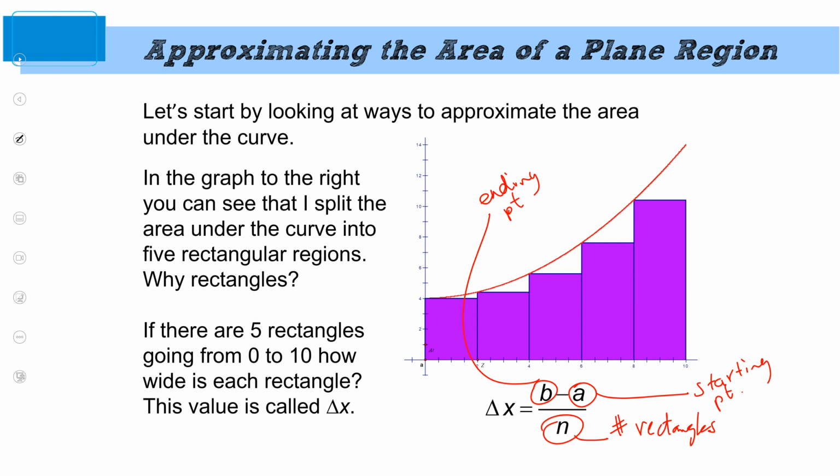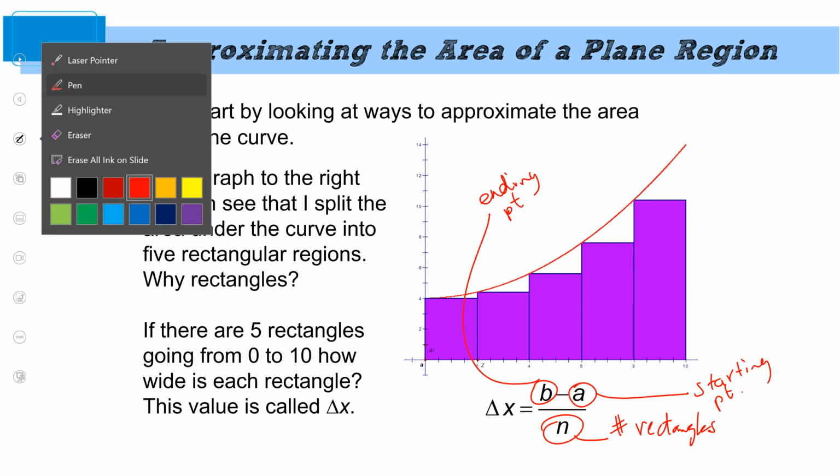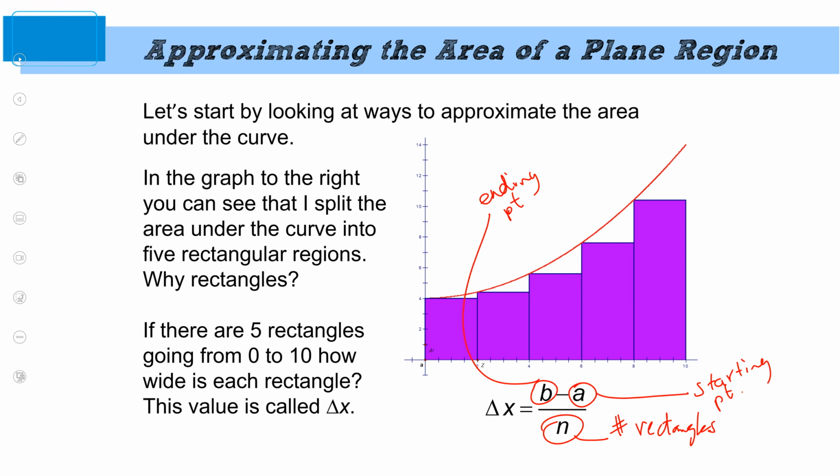Delta x doesn't always have to be a pretty number. Start at 0, end at 10, use 15 rectangles, all of a sudden we get fractional values. That's okay. Delta x can be just about anything. Okay, we good with that concept? So now we can figure out how wide the rectangle is.